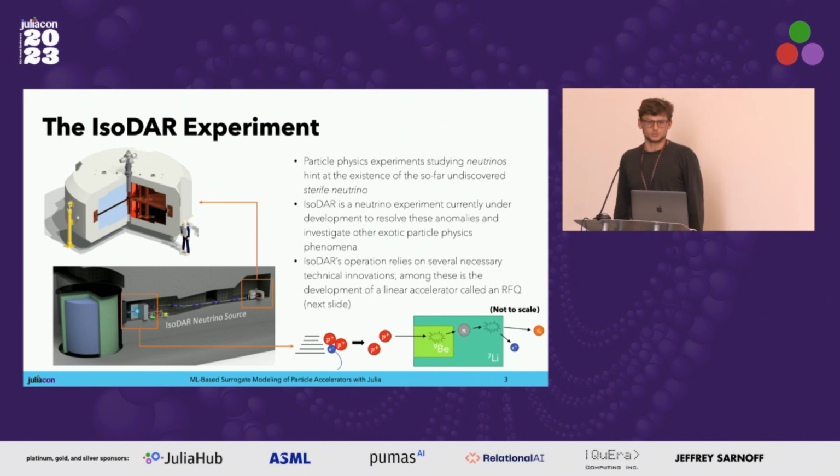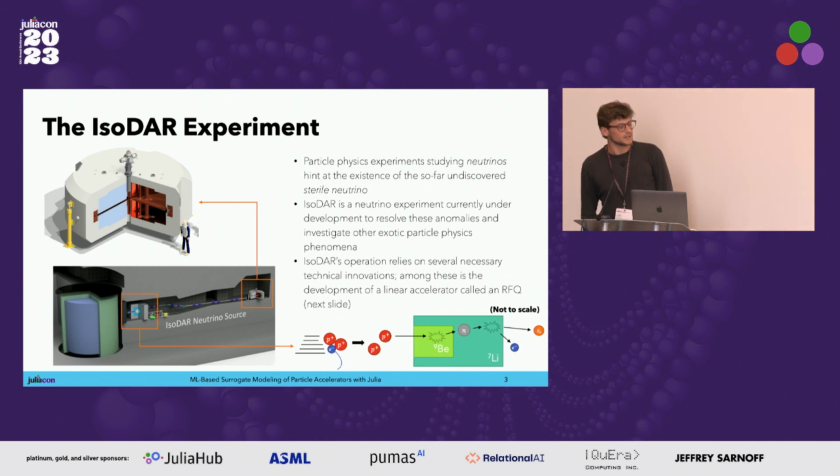ISODAR is meant to once and for all either rule out or rule in the existence of the sterile neutrino. And to do that, we had to have a host of technical innovations that get us right to the sweet spot of finding the sterile neutrino. And one of those is the development of a kind of accelerator called an RFQ, which I'll talk about on the next slide.